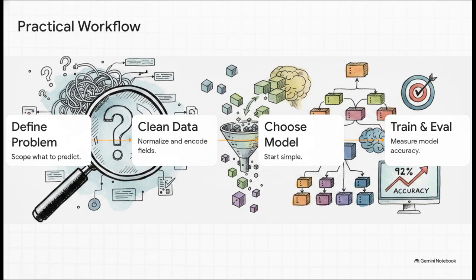Let's see how this builds into a practical workflow. It's really just a simple 4-step process. First, define the problem and the data you have. Second, collect that data and clean it up. Third, choose your model. And hey, pro tip here, start simple. Interpretable models like decision trees are fast and surprisingly effective for IT data. Finally, step 4 is to train the model and evaluate its accuracy.